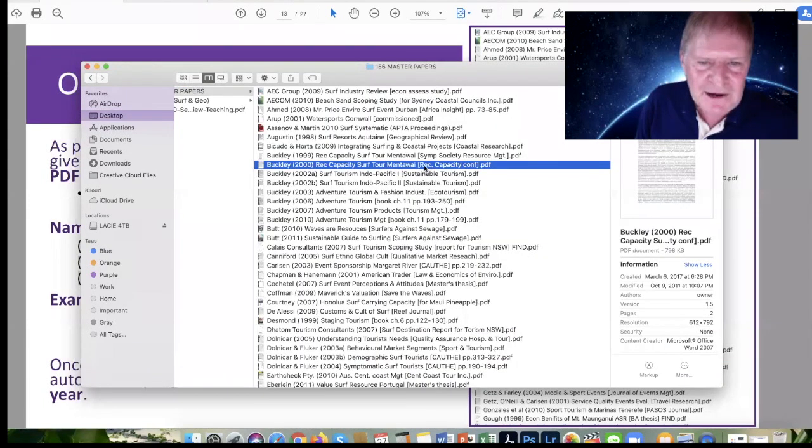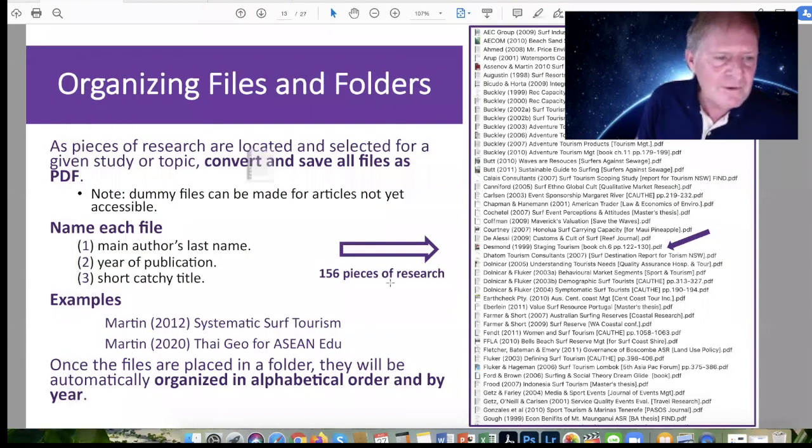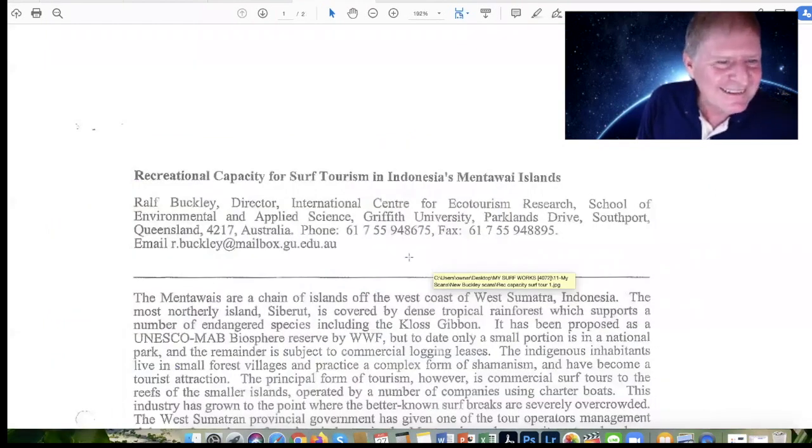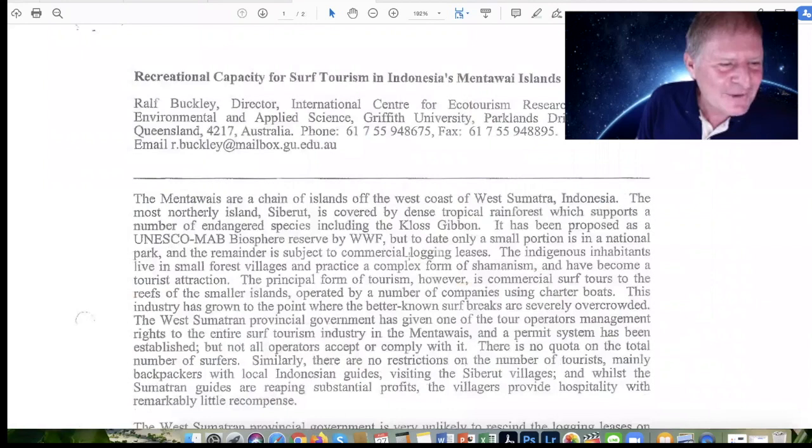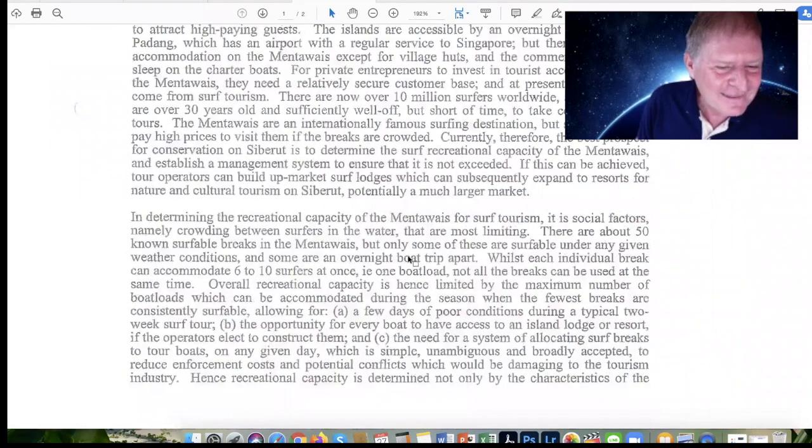Let's say this paper here from Buckley, right? So if I go to my reference list, it's going to be Buckley 2000 with the name of the paper in the reference list. But here I have the actual file. It'll open right up. Now look at this file. It looks kind of strange, doesn't it? Kind of weird, right? How come?